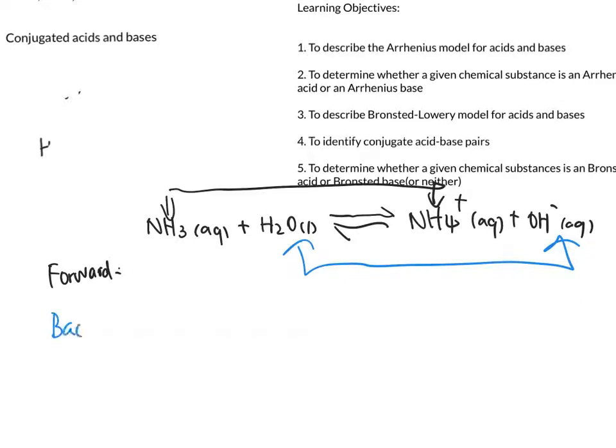For the backward reaction, the ammonium ion acts as an acid, and ammonia will be its conjugate base. The hydroxide ion is a base, and water is its conjugate acid. I will now introduce you to another concept.